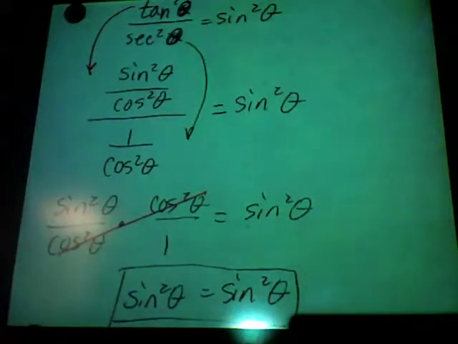You're supposed to know, for instance, if you can get one side to look exactly like the right side, or the right side looks like the left side, then you're done. Are we always going to stop there though? Yeah.